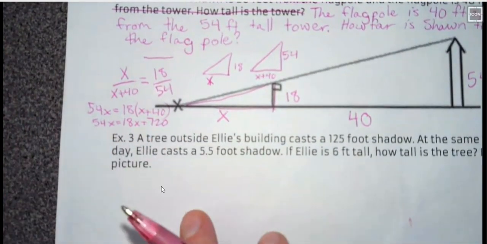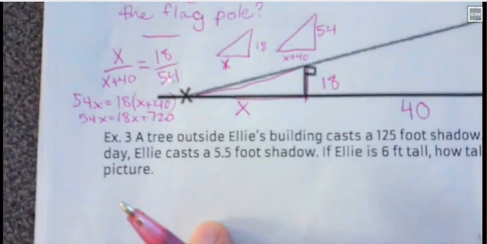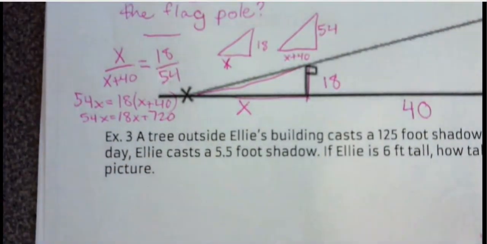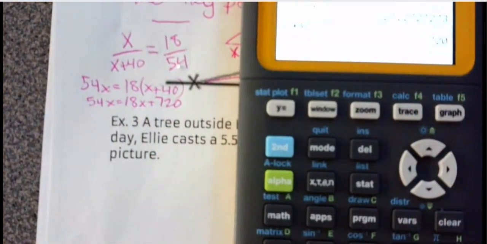You guys having a hard time seeing that? Ooh, I think this would help. I think that's a little bit easier to see. Oh, then I need to subtract 720 on both sides. No, sorry, subtract 18x on both sides. There we go. Those are the right words.